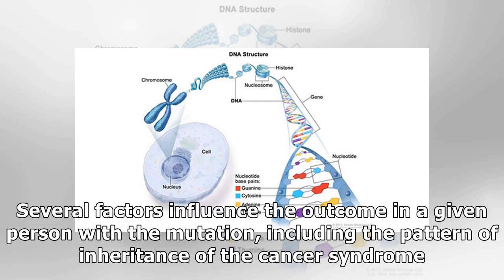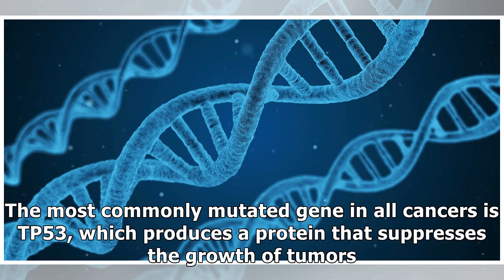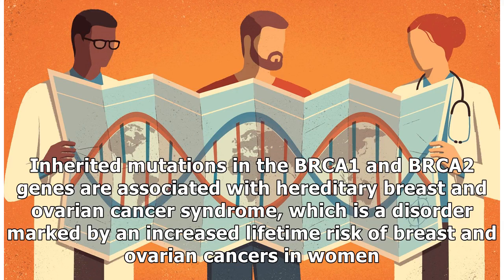Several factors influence the outcome in a given person with a mutation, including the pattern of inheritance of the cancer syndrome. Here are examples of genes that can play a role in hereditary cancer syndromes. The most commonly mutated gene in all cancers is TP53, which produces a protein that suppresses the growth of tumors. In addition, germline mutations in this gene can cause Li-Fraumeni syndrome, a rare, inherited disorder that leads to a higher risk of developing certain cancers.